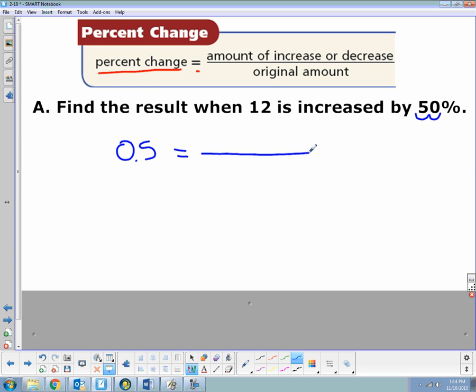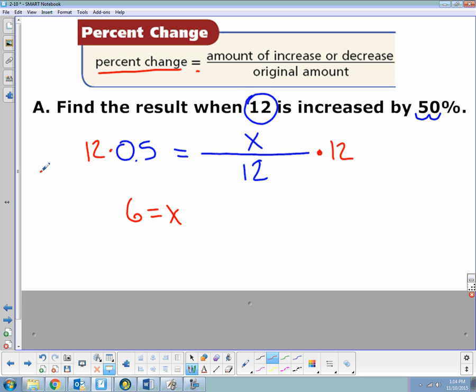The amount of increase or decrease, we don't know how much it's changing. We just know that 12 is being increased by 50%. So we're starting with 12, we're increasing it by 50%, and we want to know the result. I don't know how much it's increasing. If I were to solve for x, it's x divided by 12, so the opposite of divide is times. So I multiply both sides times 12. 0.5 times 12 is 6.